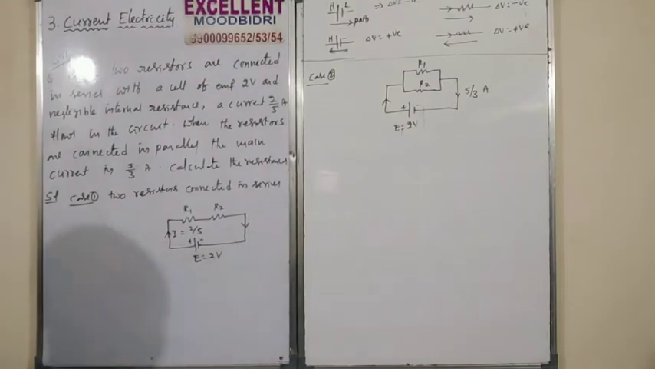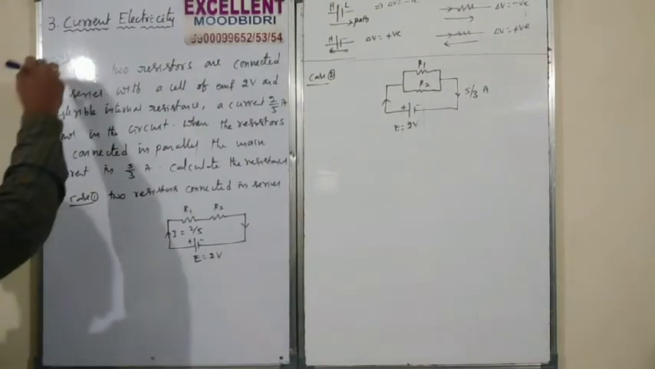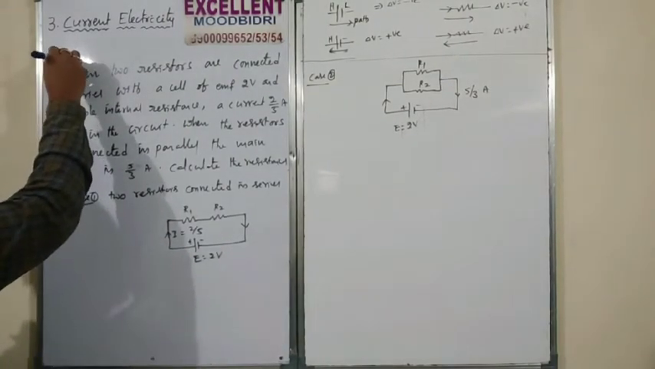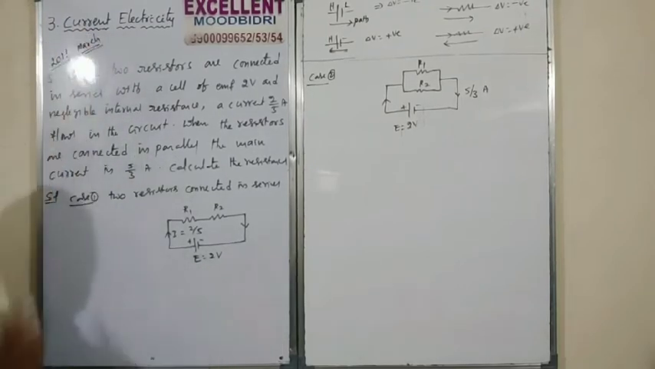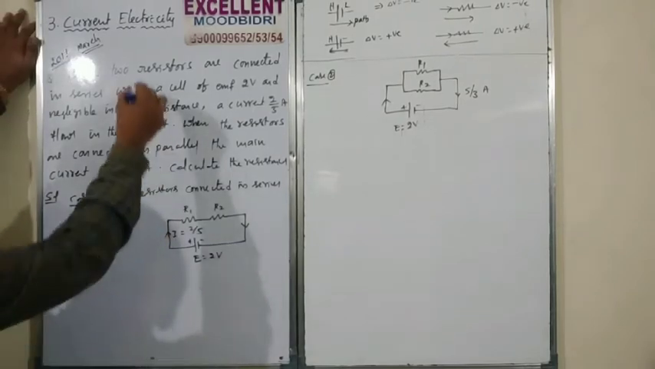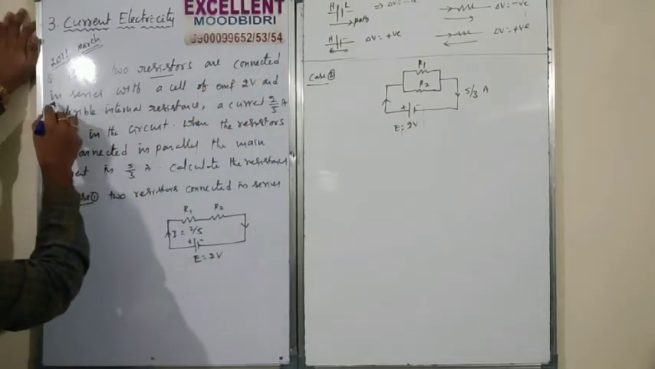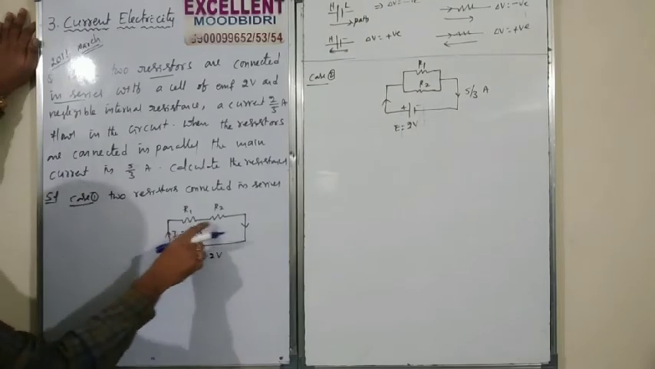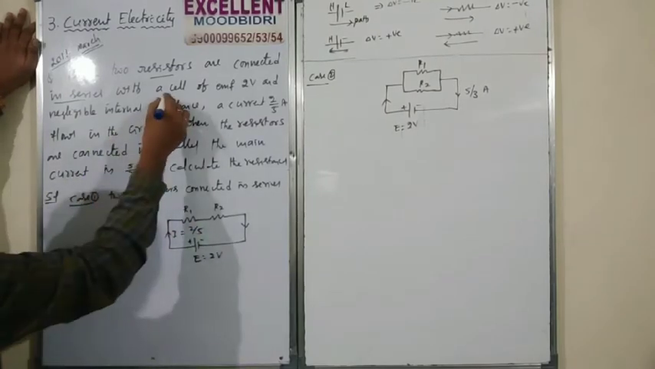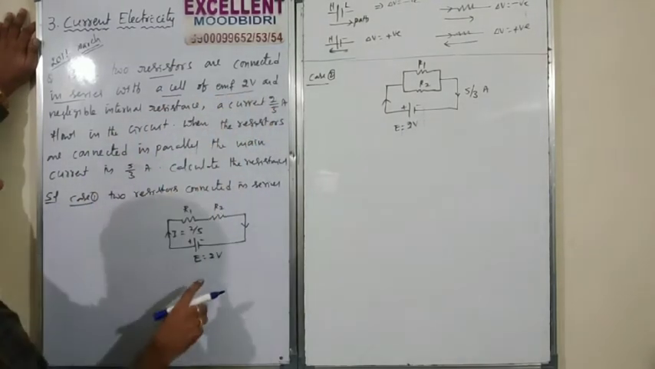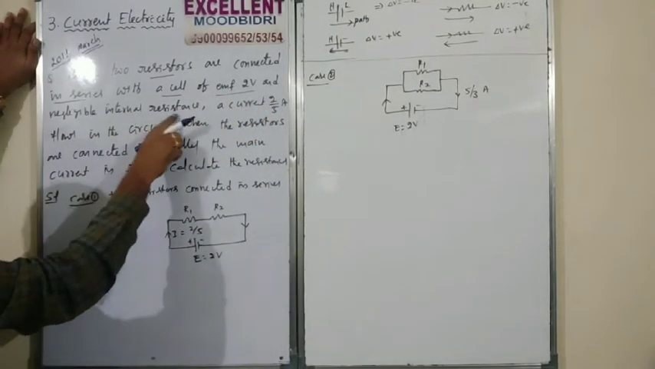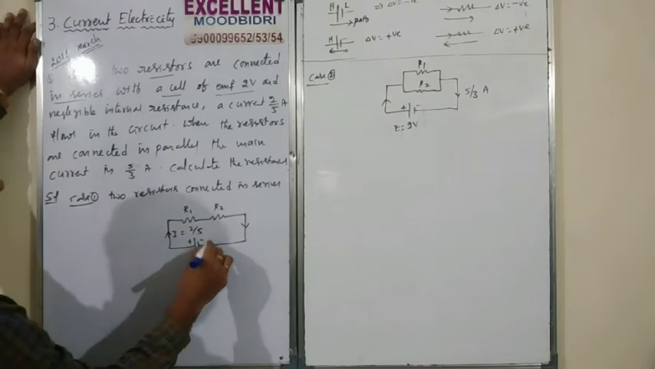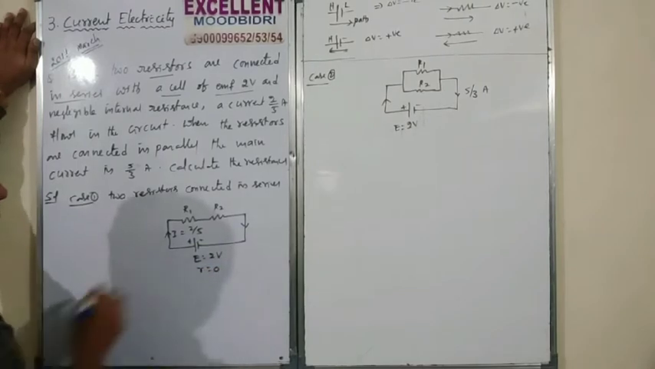Right. So, 2017 March. This one. Very important problem, this one. What is given? Two resistors are connected in series combination with a cell of EMF 2 volt and negligible internal resistance. So r is equal to 0.